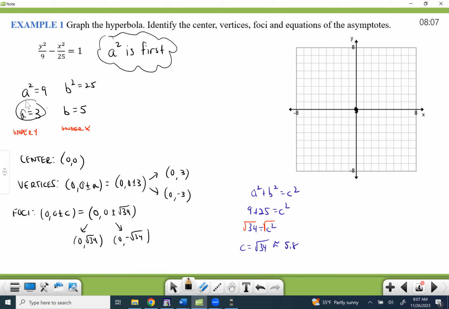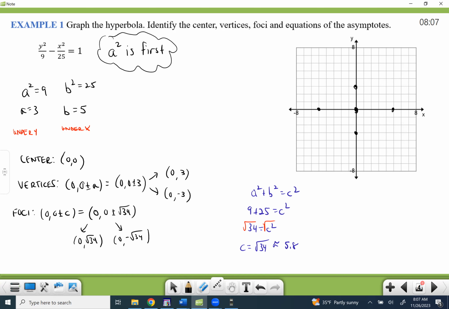Now we're going to go 3. I should probably erase this off. We're going to go 3 in the y direction. So I'm going to go up 3. I'm going to go down 3. And then we're going to go 5 in the x direction since it was under x. So we're going to go 5 to the right, 5 to the left. And we're going to draw our reference rectangle, okay?